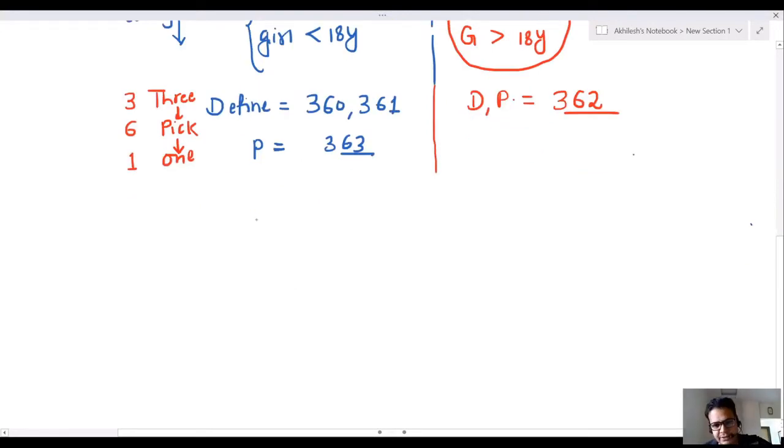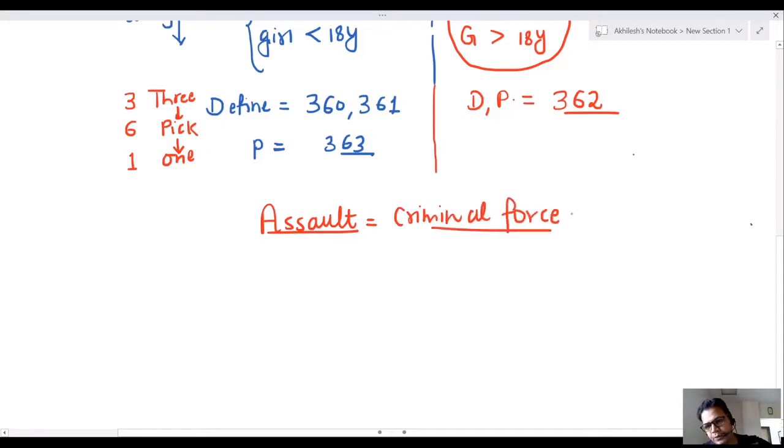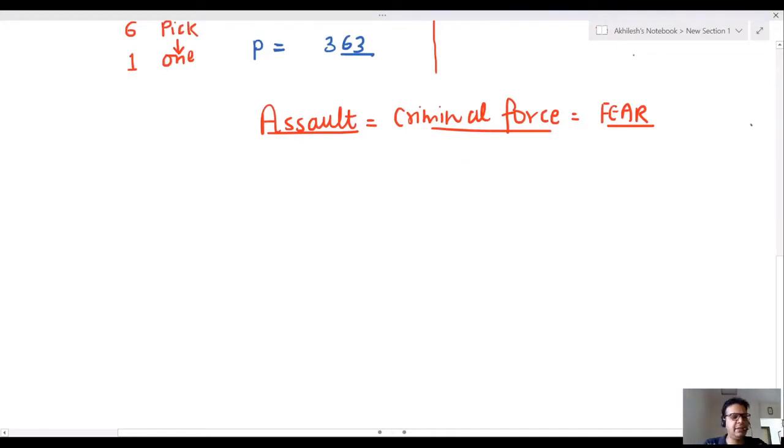Now, sir, the next IPC is assault. Sir, what is assault? You are applying criminal force and any person gets fear. This is known as assault. Here fear is a very important part.